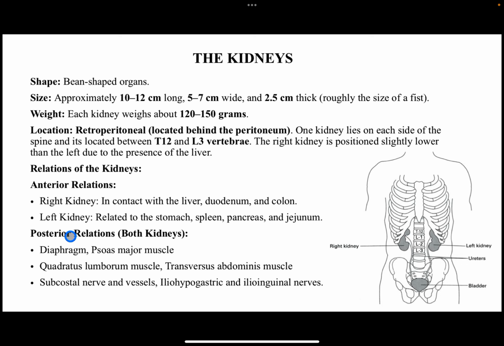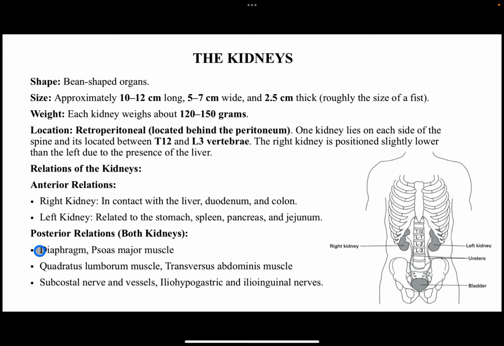Then we have the posterior relations. With the posterior relations, we are looking at the relations for both kidneys. Because the kidney is not a peritoneal organ, posterior to the kidney we are not expecting the peritoneum. We should expect muscles, blood vessels, and nerves, because the kidney is a retroperitoneal organ. So behind the kidney, you should expect nerves, muscles, and blood vessels.